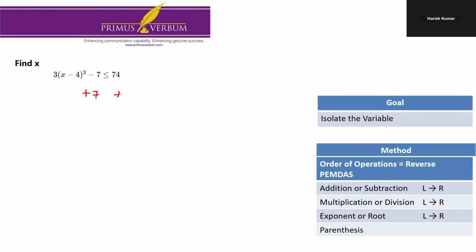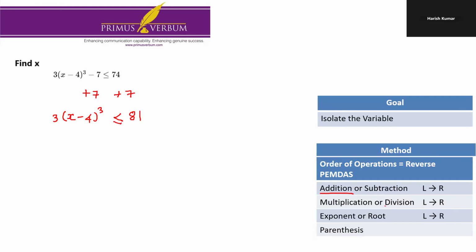We are going to add plus 7 to both sides of this inequality. So this will give us 3 times (x minus 4) whole cubed is less than or equal to 81.